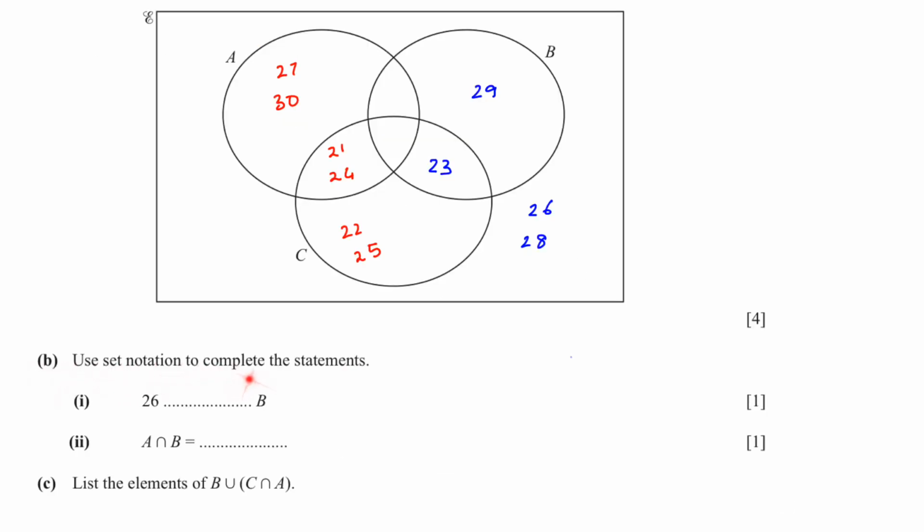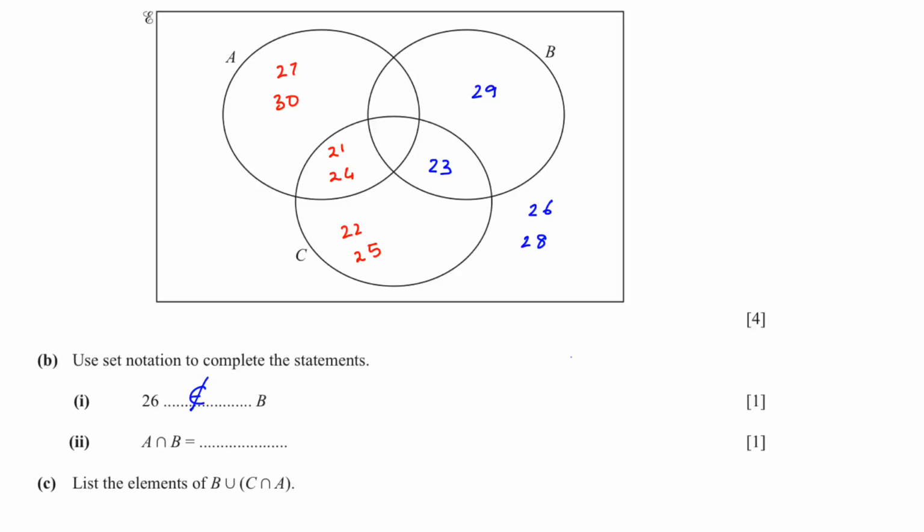Part B, use set notation to complete the statements. 1. 26 ∉ B. This is set B. You can see that 26 is not a part of set B. It is not an element of B. So we will write this symbol for element, and when we put a cross, it means not an element of B.